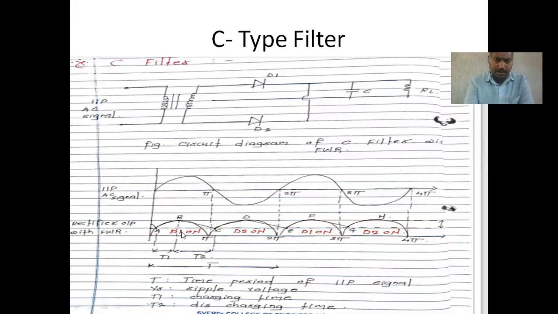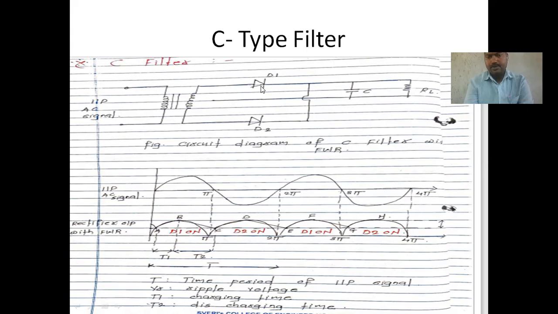It should be fully charged. So we know the capacitor function: it should be charged and discharged. When it is fully charged, it should start discharging again, up to the level of pi, right? At the pi level, diode D1 goes out of conduction.